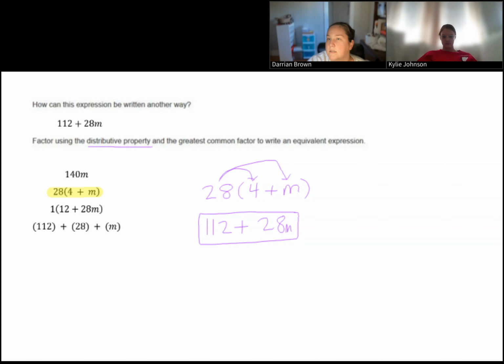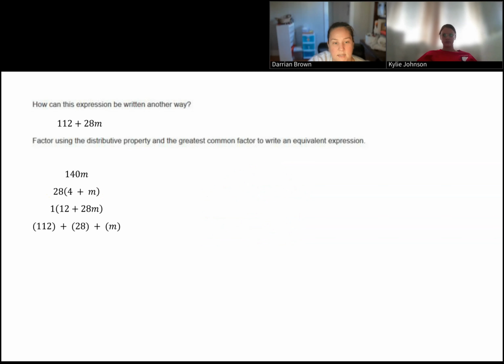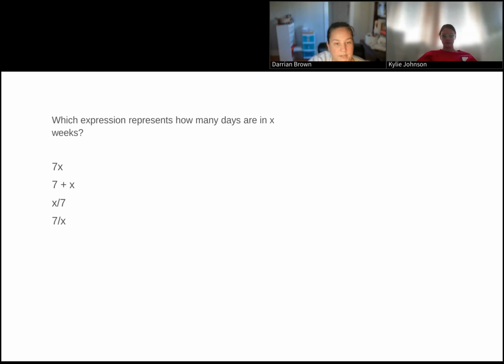All right. We've got time for the last one, so I'll go over to the last slide. This is slide 11, number 10. This one doesn't really require any math. It just asks which expression represents how many days are in X weeks. So y'all tell me in the chat box, how many days are in 1 week? 7. So that's where that 7 is coming from.